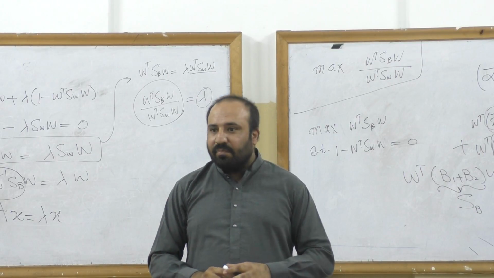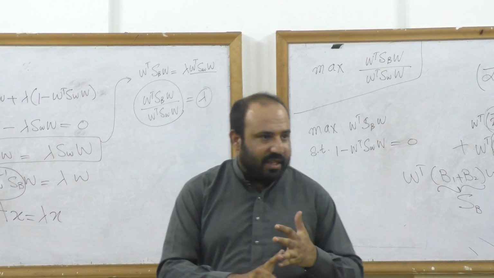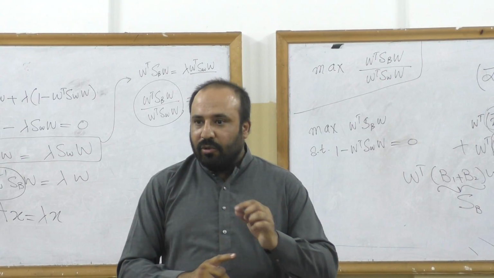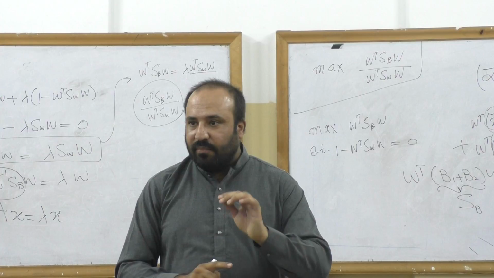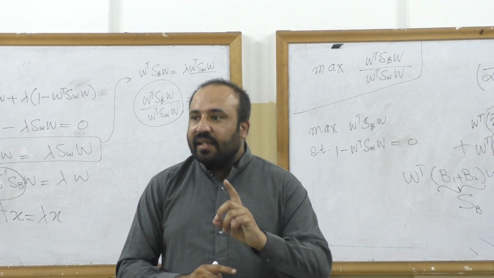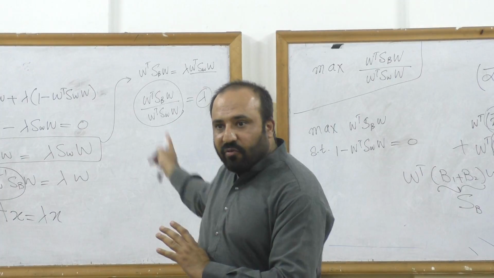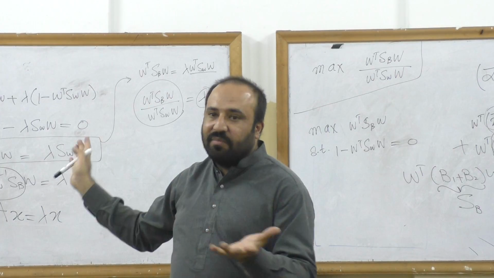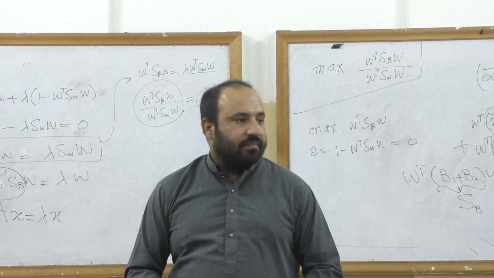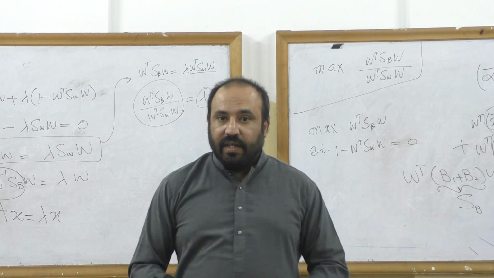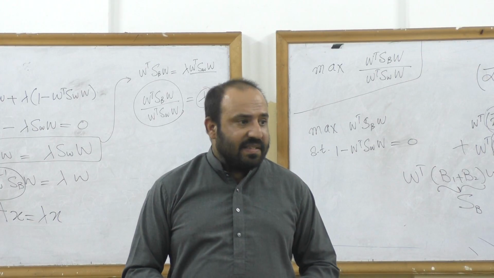So the algorithm is very simple. Compute SW, compute SB, then compute SW inverse SB, compute its eigenvectors. Pick the eigenvector corresponding to the largest eigenvalue. Why? I have proven that this is the one that is going to maximize the criterion. Yes, no? Yes. Make sense?